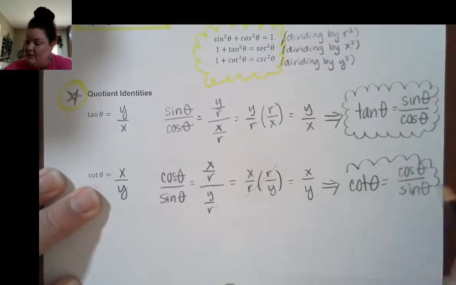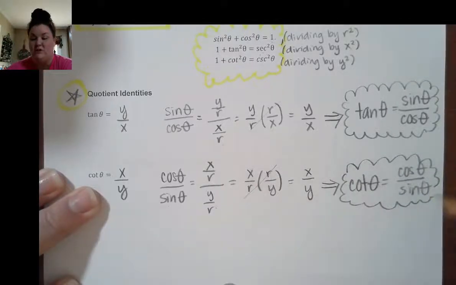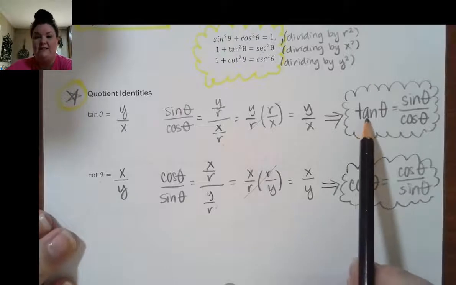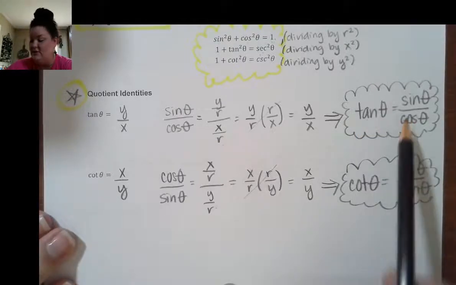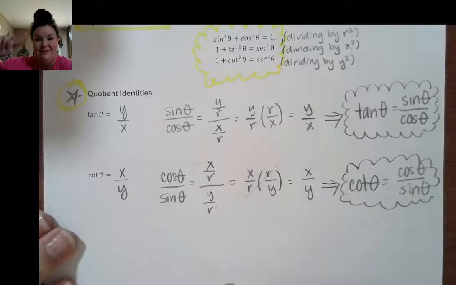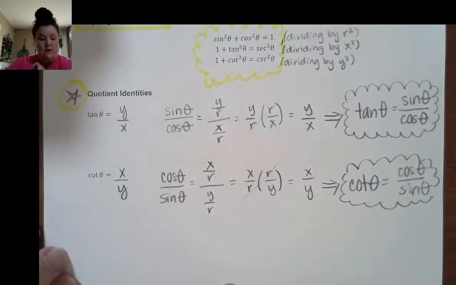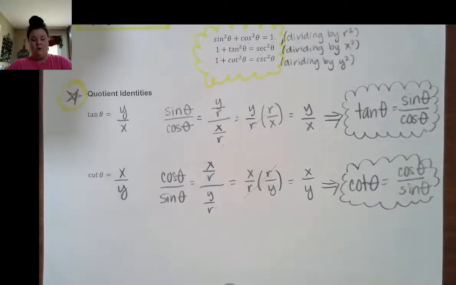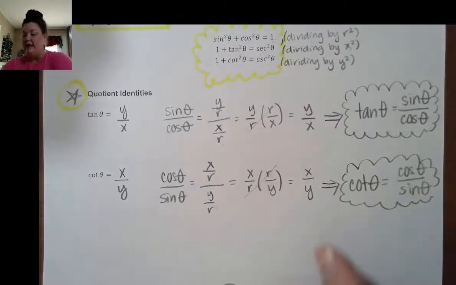And we could have proven this a different way. We could have started here and just said, if this is what tangent equals, then cotangent is the reciprocal of that, right? So just flip it. Okay, so let's look at solving some of these.